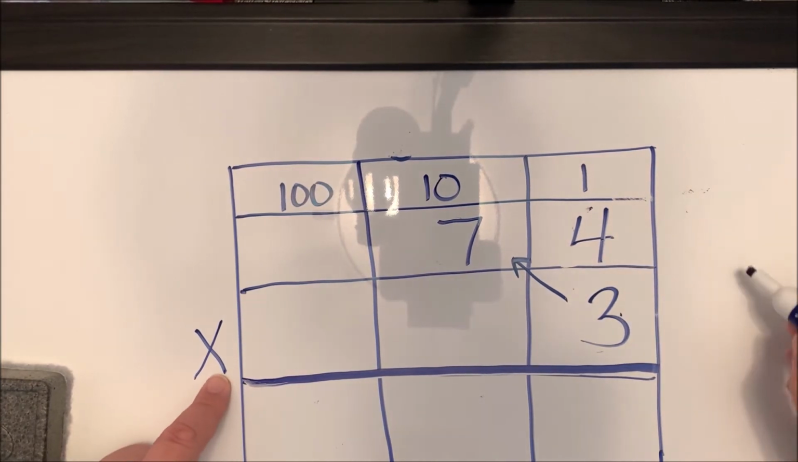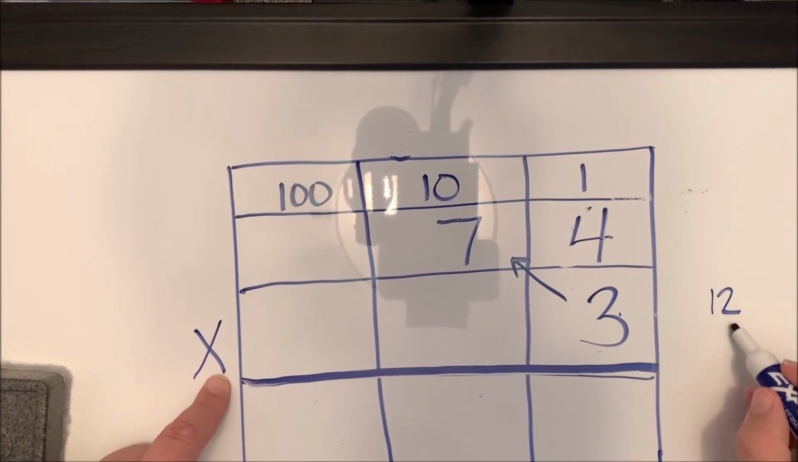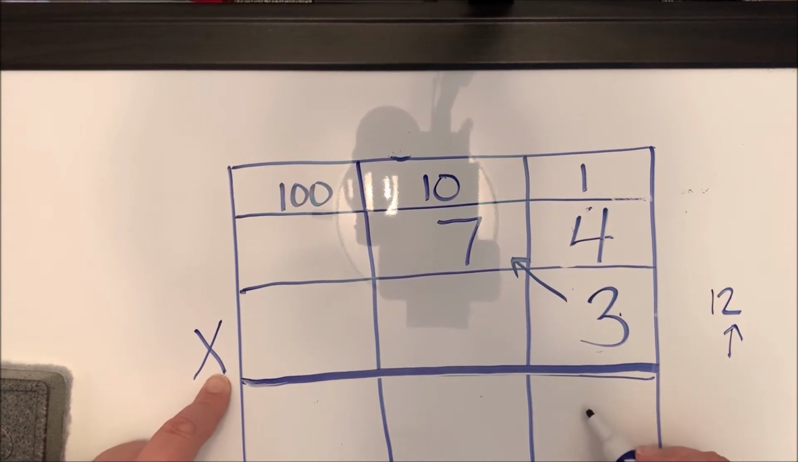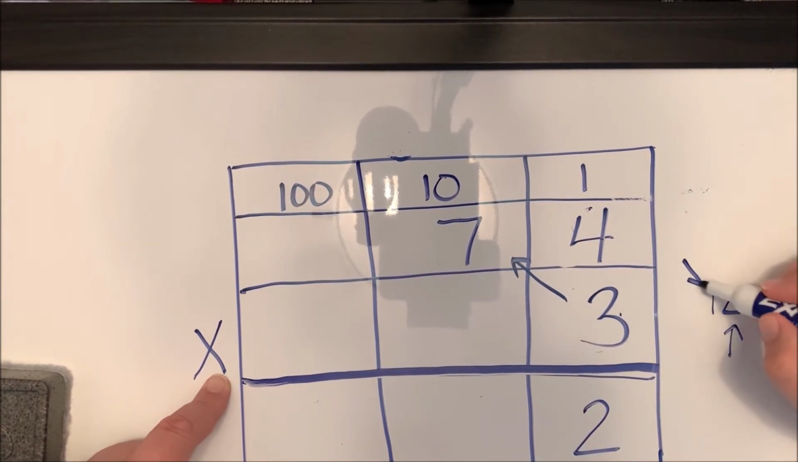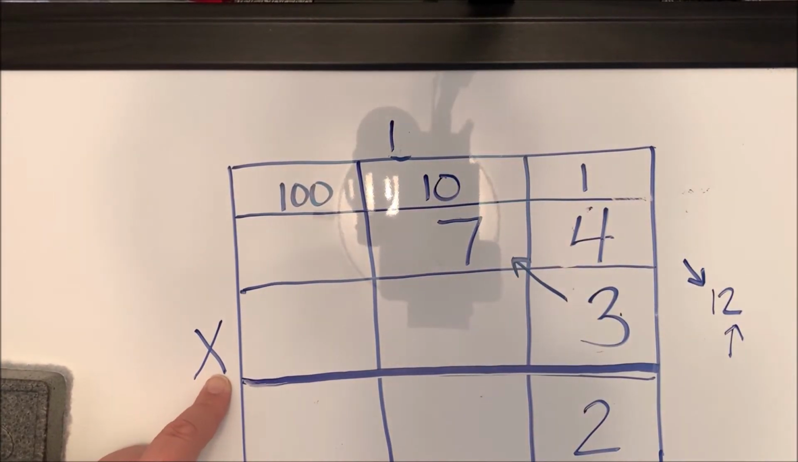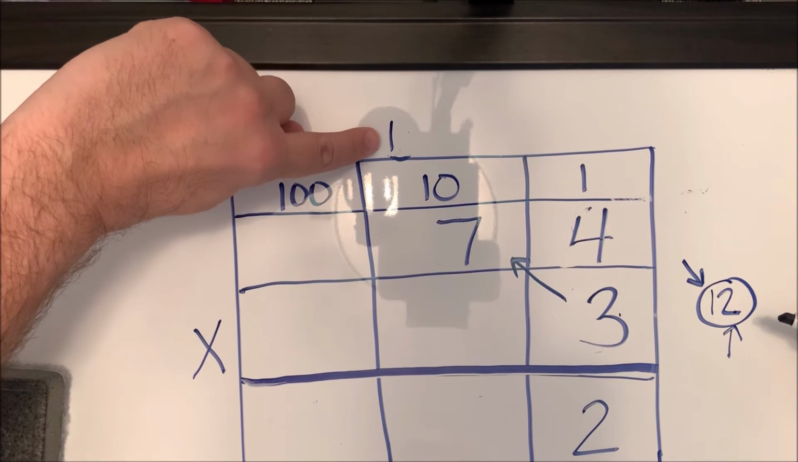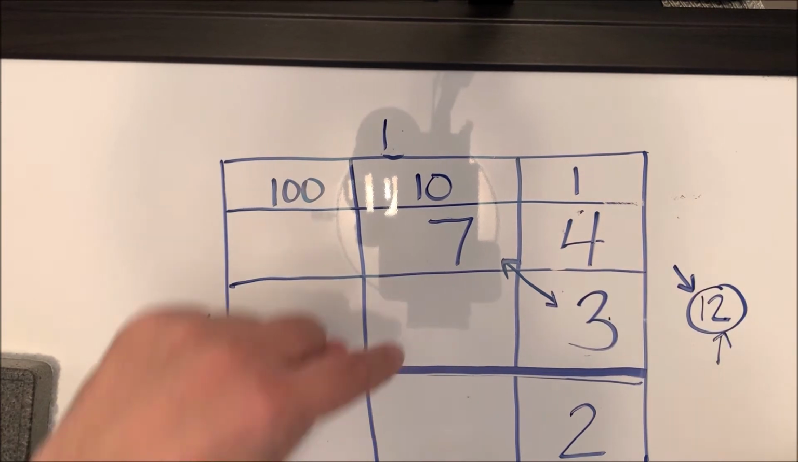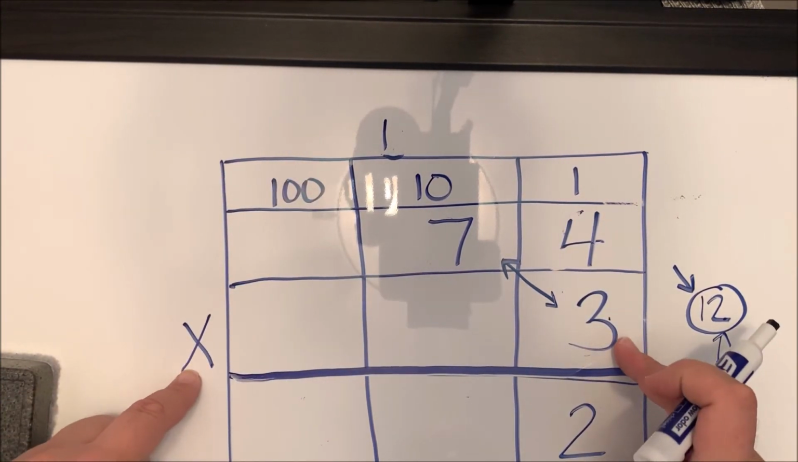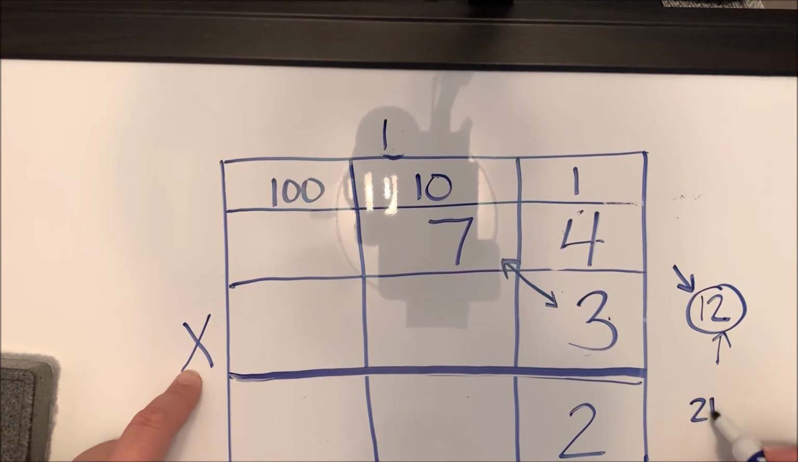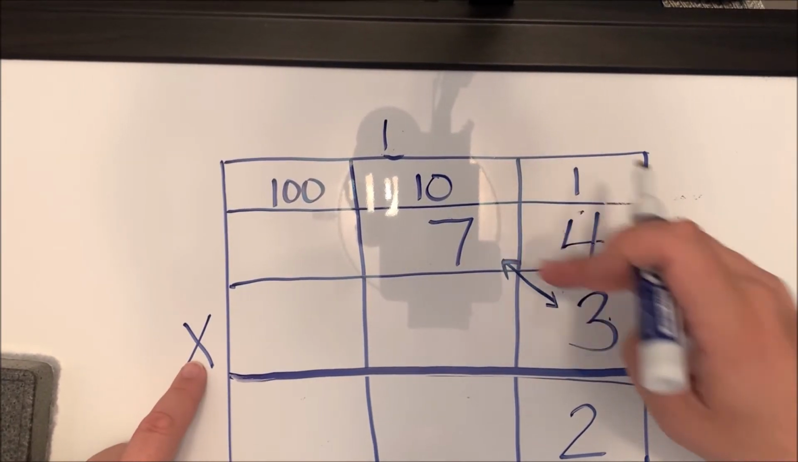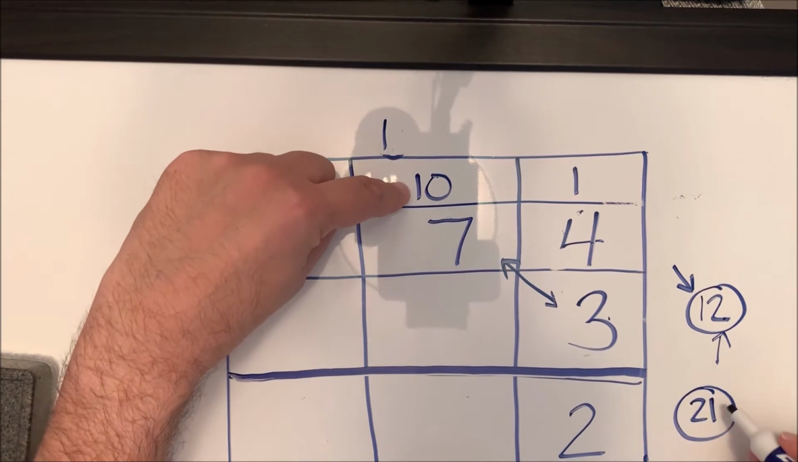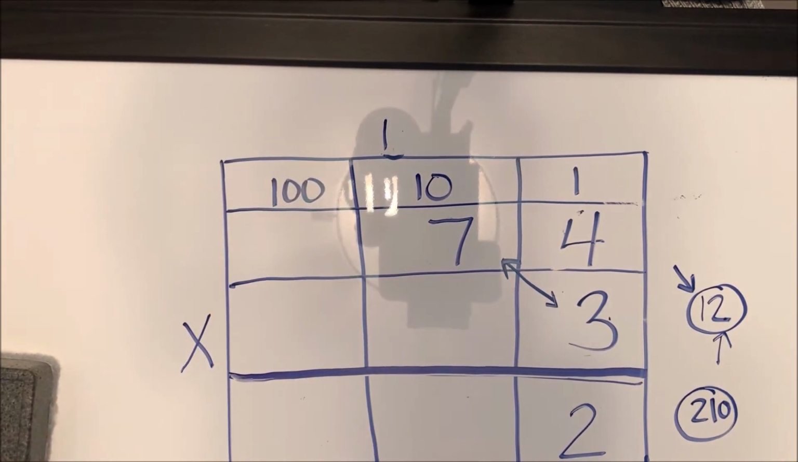4 groups of 3 is 12. So I'm going to put my 2 here, and my group of 1, I'm going to sit on top. So 4 groups of 3 is 12. I have 2 ones and 1 group of 10. I'm going this way. 7 groups of 3, and I memorized my times tables, so I know that's 21. So 7 groups of 3 is 21. But I'm in the tens column, that's actually 210.